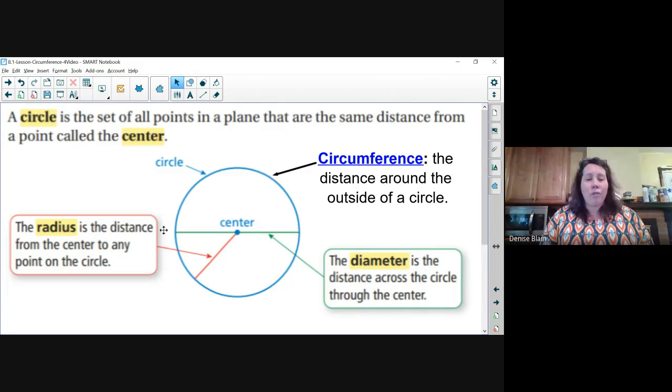The red line on our circle is the radius. The radius is the distance measurement from the center of a circle to any point on the circumference. The diameter is another measurement of the circle. It goes from one point on the circumference through the center to another point on the circumference. And if you notice, the green diameter is equal to two radiuses put together.